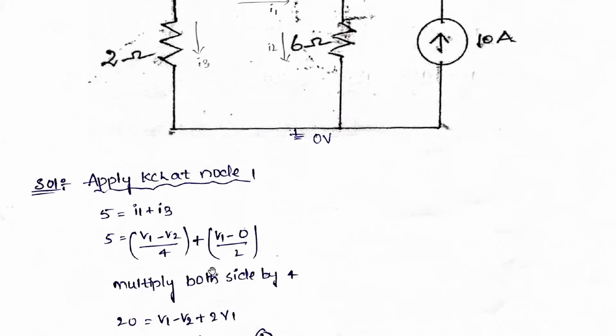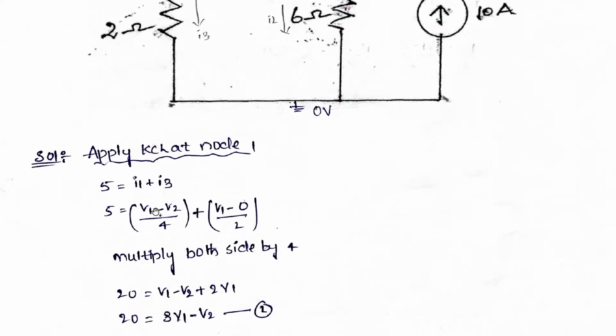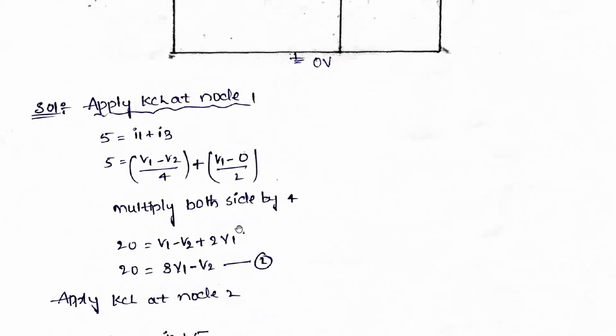Next, taking the common LCM, multiplying both sides by 4, we get 20 is equal to V1 minus V2 plus 2 into V1. Further simplification, we get 20 is equal to 3 V1 minus V2. Take this as equation number 1.